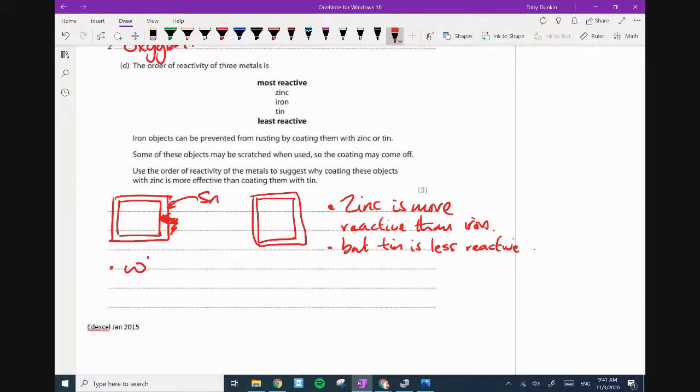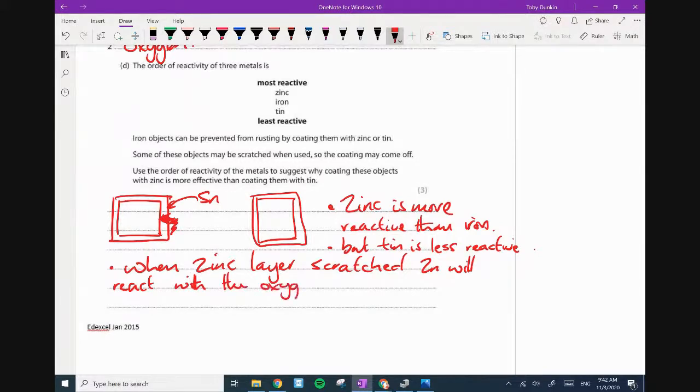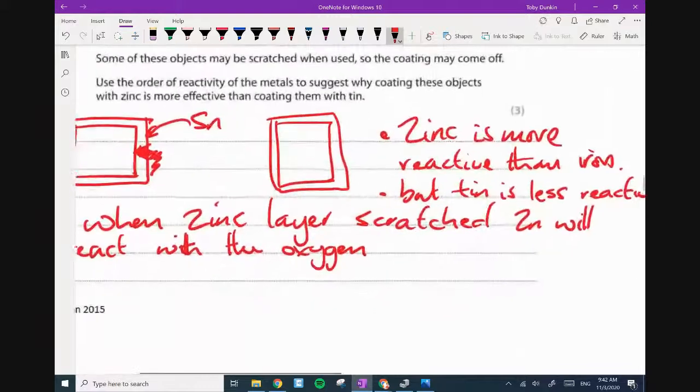So when the zinc layer is scratched, zinc will react with the oxygen first. It's called preferentially, really, stannum.